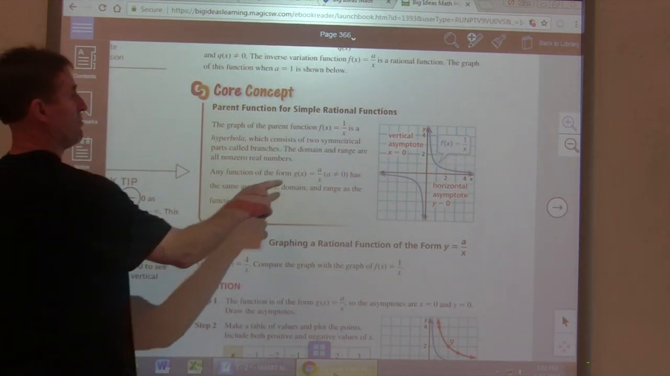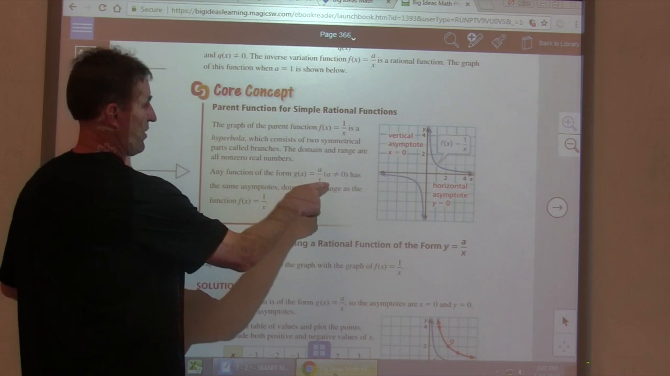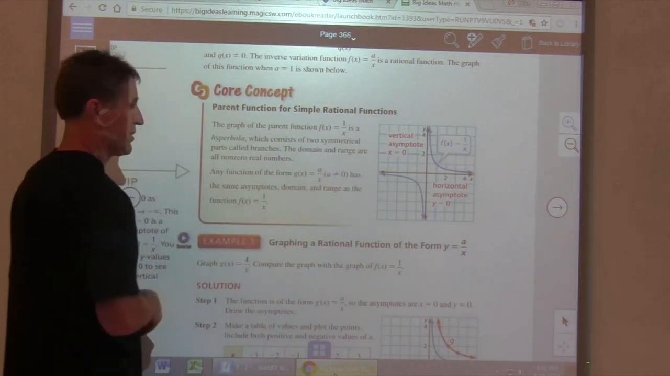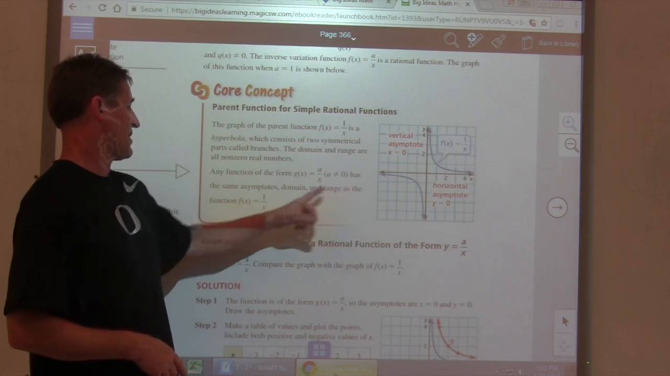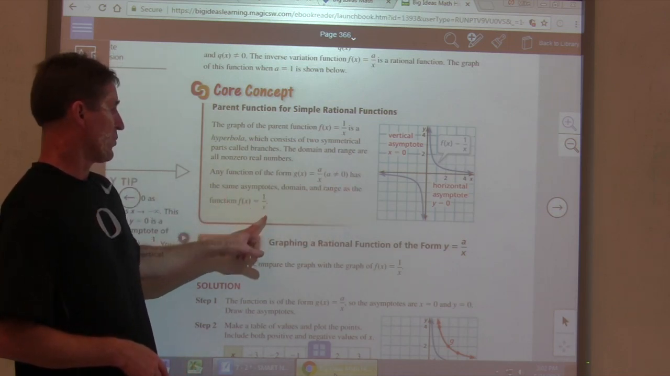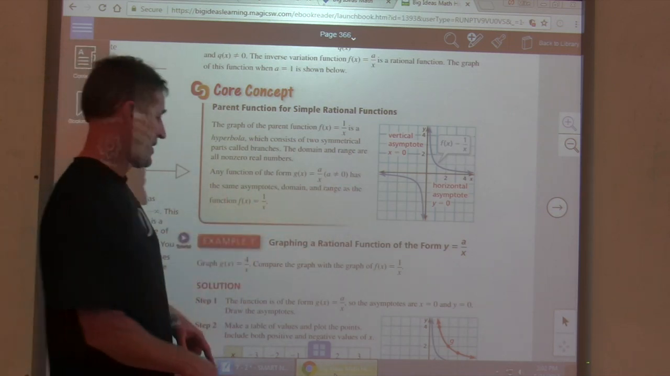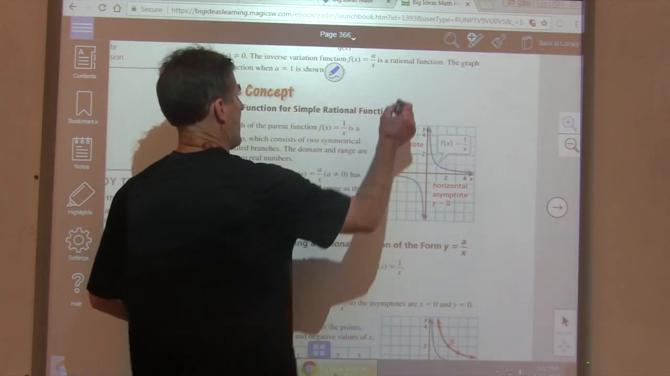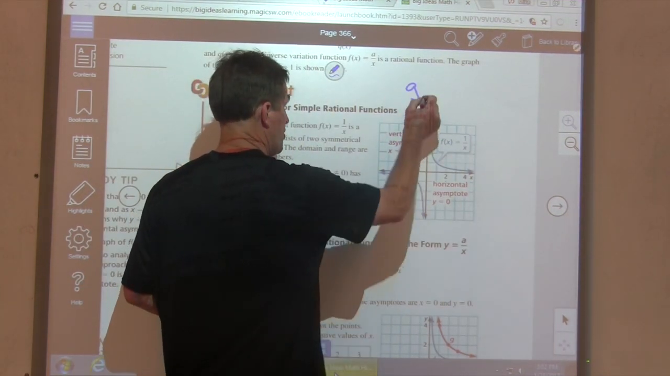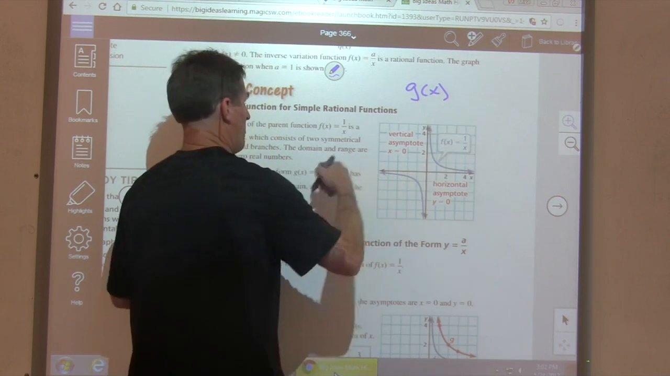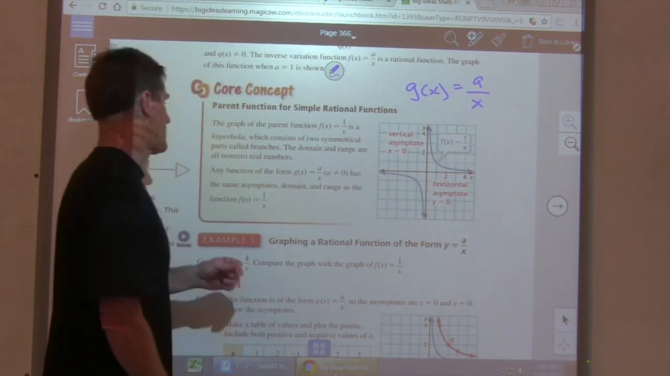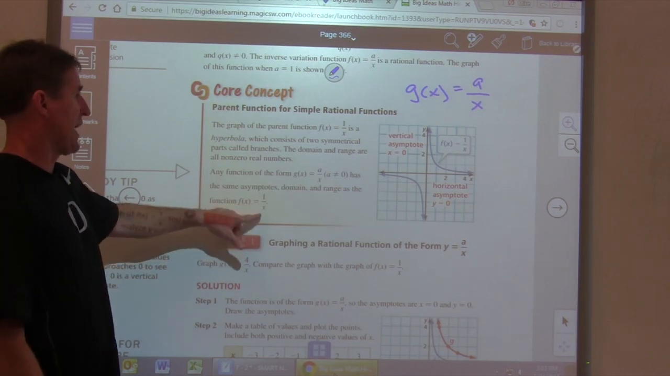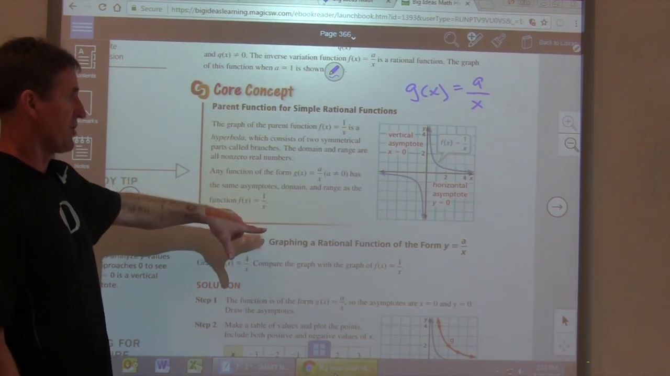Any function in the form g of x equals a over x, where a is not equal to 0, has the same asymptotes, domain and range as the function f of x equals 1 over x. So what this is telling us is, if we take g of x, no matter what number we have on top, it's going to have the same asymptotes as the function f of x, which is our parent function.